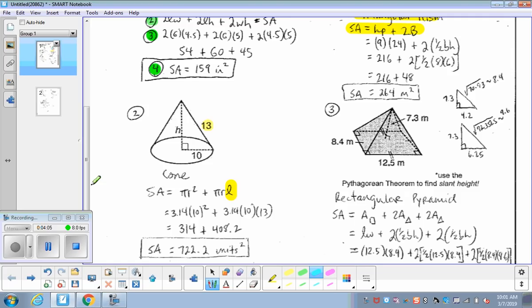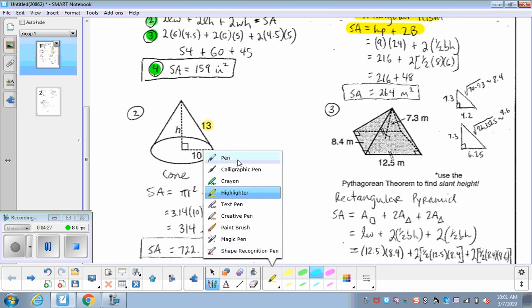I'd like you to look at your formula sheet, and you're going to notice that it's actually a square pyramid on your formula sheet. The formula on the formula sheet will only work for a square pyramid. What we have here is a rectangular pyramid. So we can't say that there's going to be 4 of the same face and our formula won't work.